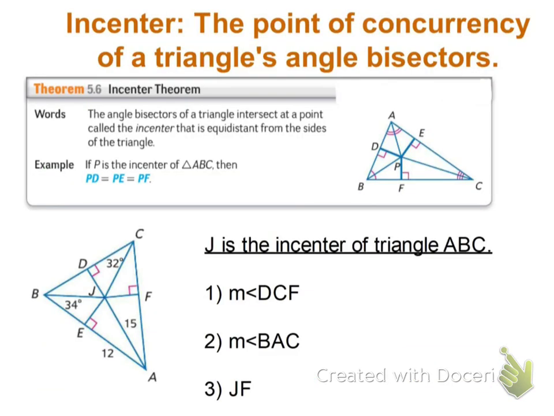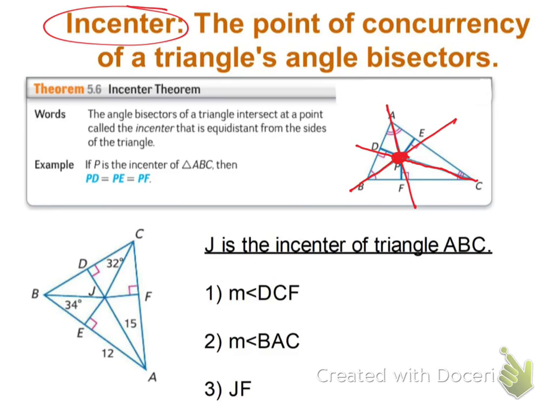With perpendicular bisectors, we saw the word circumcenter. With angle bisectors, we're going to see the word incenter. And this is the point of concurrency of a triangle's angle bisectors. So if you look at this picture, if we have an angle bisector here, an angle bisector here, and an angle bisector here, the point where all of those meet is going to be called your incenter.